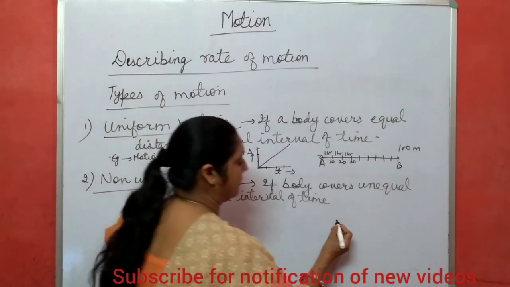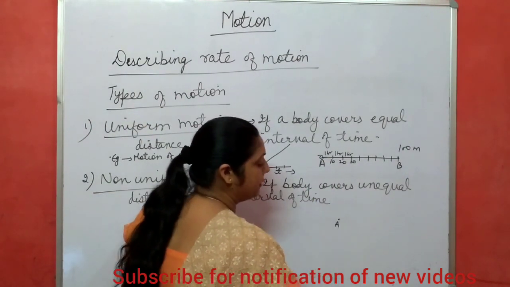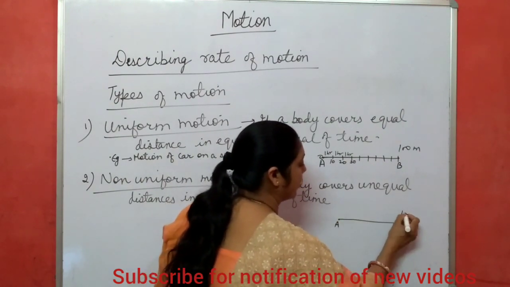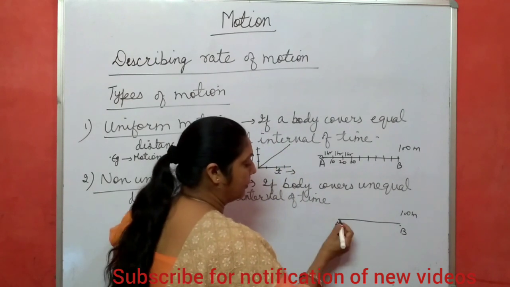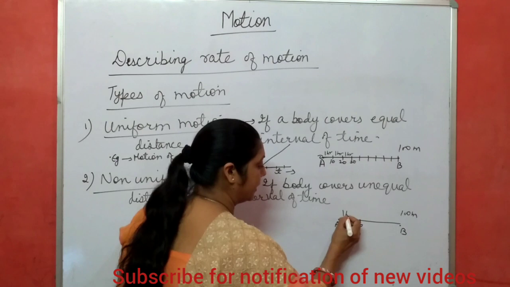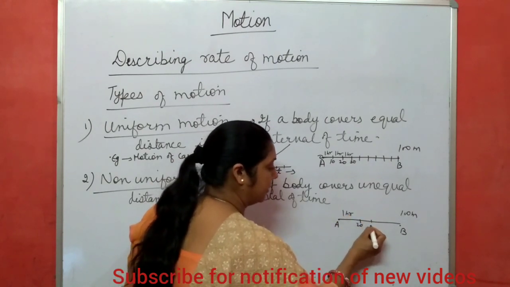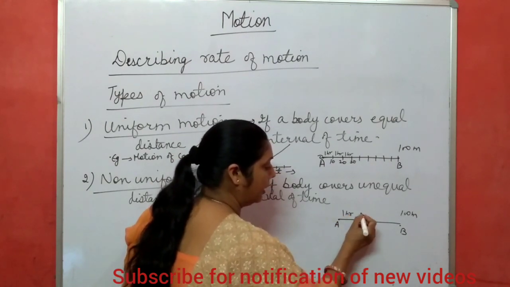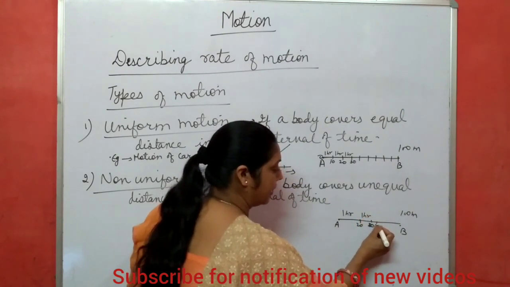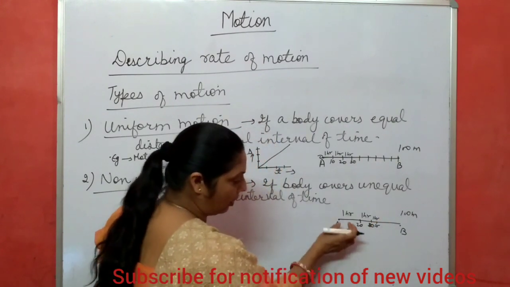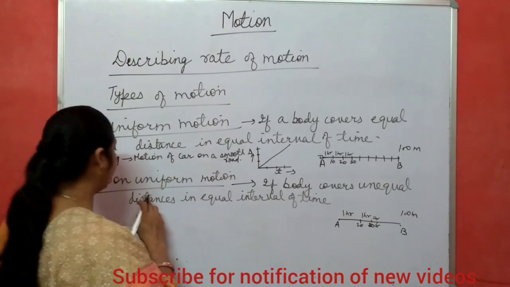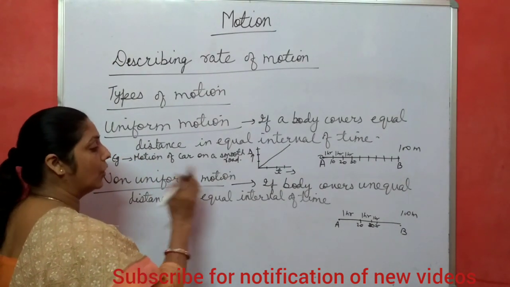Suppose in the same example, home is at this place and at B, school is there, and the distance between them is again 100 meter. If a body covers 20 meter in the first 1 hour, next 10 meter, it means 20 to 30, in 1 hour, again 5 meter means 35 in 1 hour. It means a body covers unequal distance in equal interval of time.